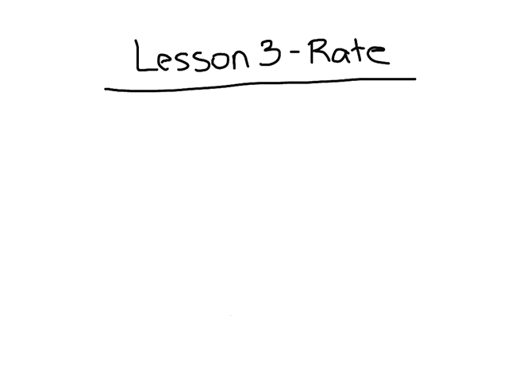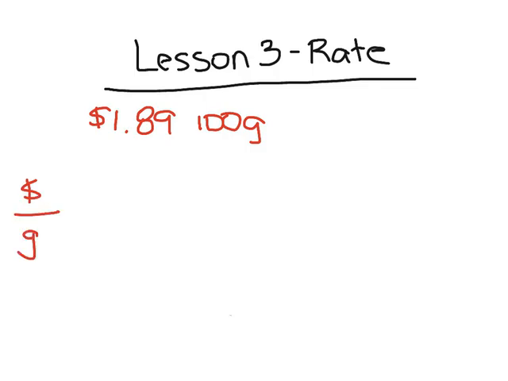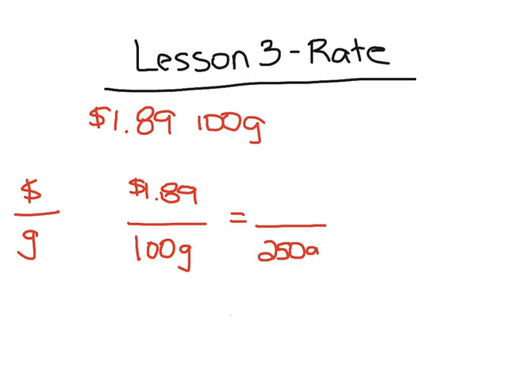So for example 1, salmon costs $1.89 for 100 grams. How much will it cost to buy 250 grams of salmon? So we want to make our initial rate dollars per grams. So we have $1.89 per 100 grams. Now, we want to buy 250 grams, so we put our grams on the bottom, and we're going to solve for x. So we're going to multiply both sides by 250 grams.